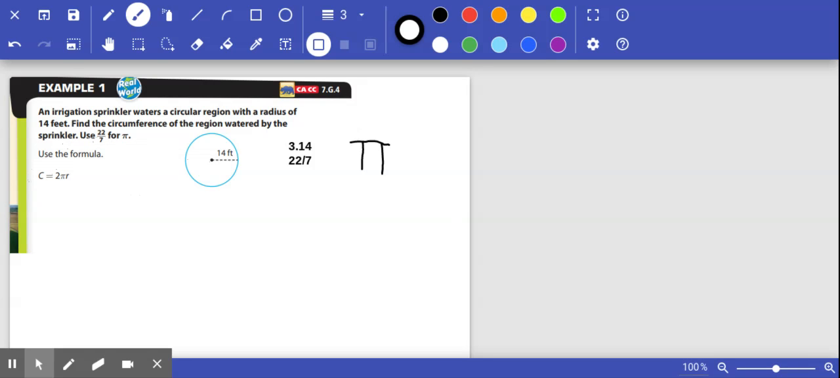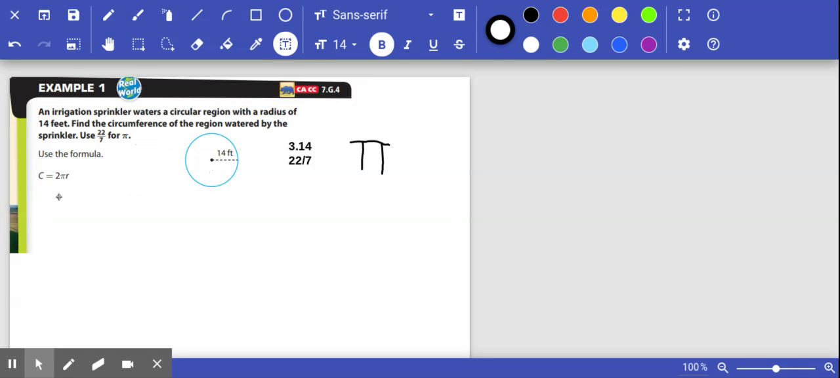They told us to use 22/7 for pi, and the reason they told us to do that is because 14 and 7 have similar factors in common. All right, so let's write out what we got. So we have 2 times pi. I don't have a symbol for pi on my keyboard, so I'm just going to write the word. I'm going to go ahead and write the fraction, 22/7, times the radius, which is 14.